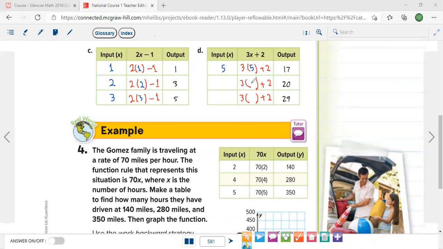Here, 3 multiplied by 6. 3 times 6 is 18. 18 plus 2 is 20. So here is 6. Here is 3 multiplied by 9. 3 times 9 is 27. 27 plus 2 is 29. So this is 9. See how easy?